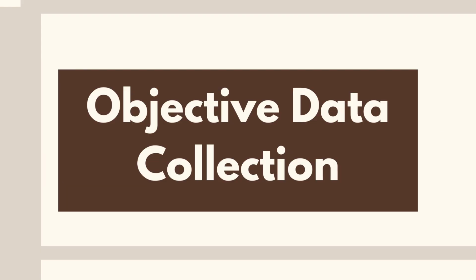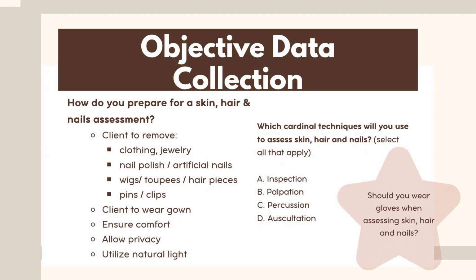So let's talk about objective data collection with skin, hair, and nails. So how do we really prepare for a skin, hair, and nail assessment? First we want that client to remove any clothing, jewelry, and we'll get them in a gown. Ideally, if they have nail polish or artificial nails, those are removed, even on their toenails. If they have a wig, toupee, or any type of hairpiece, we ask that it is removed so we can get a good look at the scalp. If they have any pins or clips as well, make sure those are off.